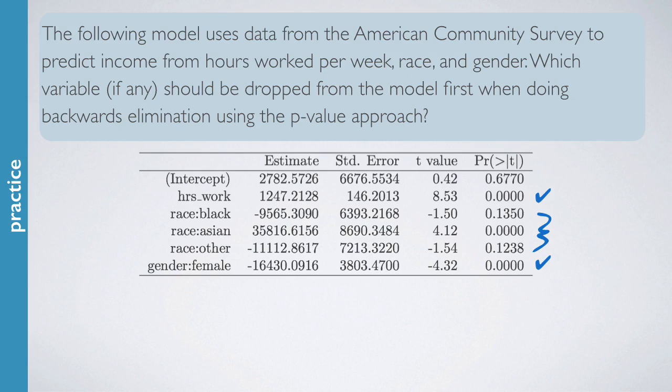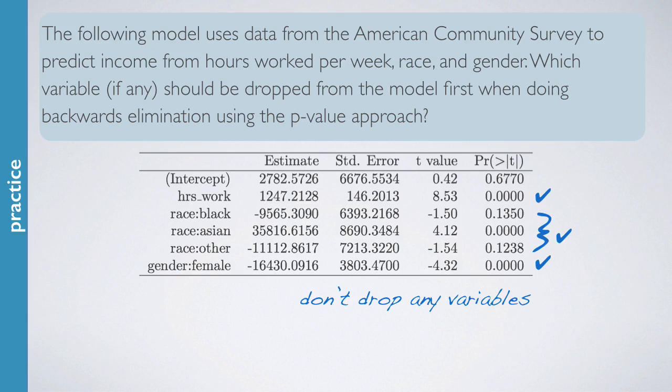And we need to consider this variable all at once because we can't simply drop one level of an existing variable. And because at least one of the levels of this variable has a significant p-value, so you can see that for Asian we're seeing a tiny p-value, we would actually keep this variable in the model as well. Therefore, we don't drop any variables here.